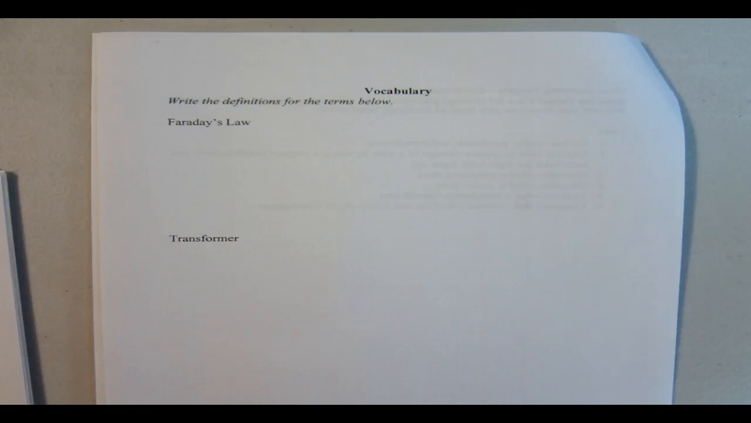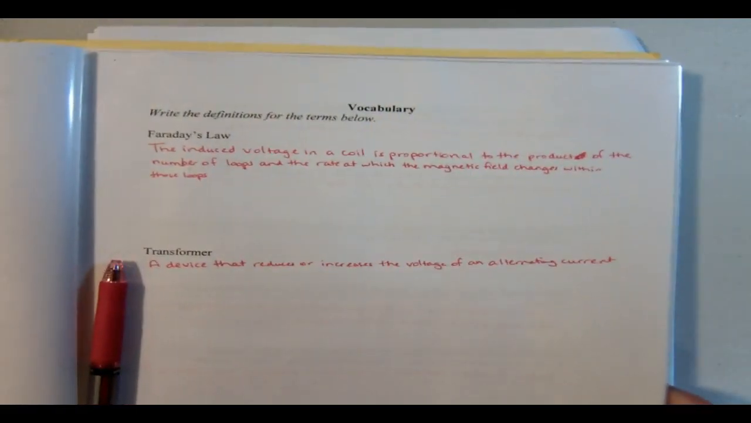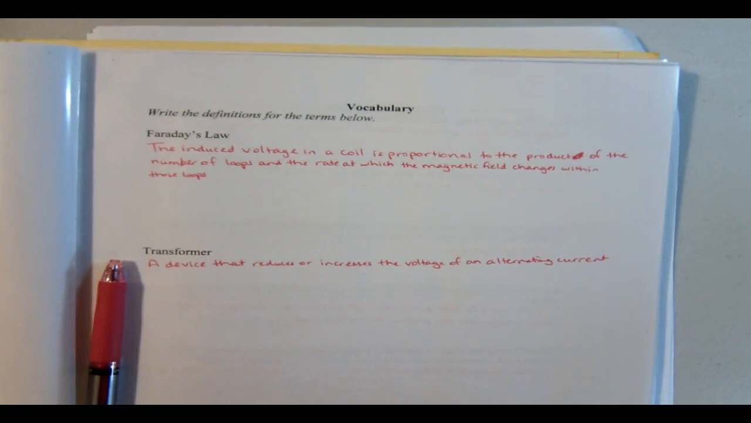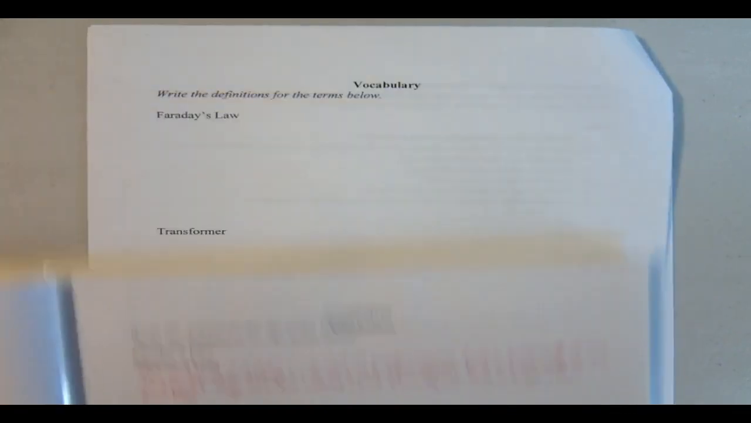The induced voltage in a coil is proportional to the product of the number of loops and the rate at which the magnetic field changes within those loops. So let's look at a video. Here's the law. I'm just going to put it up. This is just straight up the definition right here. This is what it should read as. So pause that, write it down, and then I'm going to show you guys a video, and I'll go over the next one in just a second.